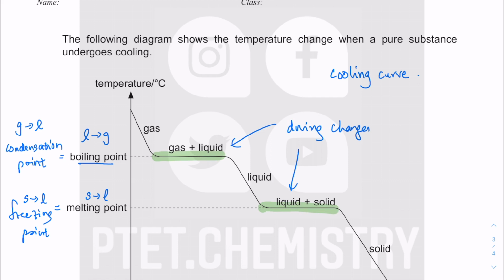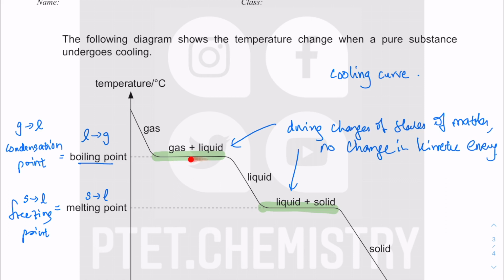changes of states of matter, no change in kinetic energy. No change in kinetic energy. So you are not moving slower. We are talking about moving slower because here you are moving slower, but still randomly. Why is the gas particle moving slower? Because temperature is going down.